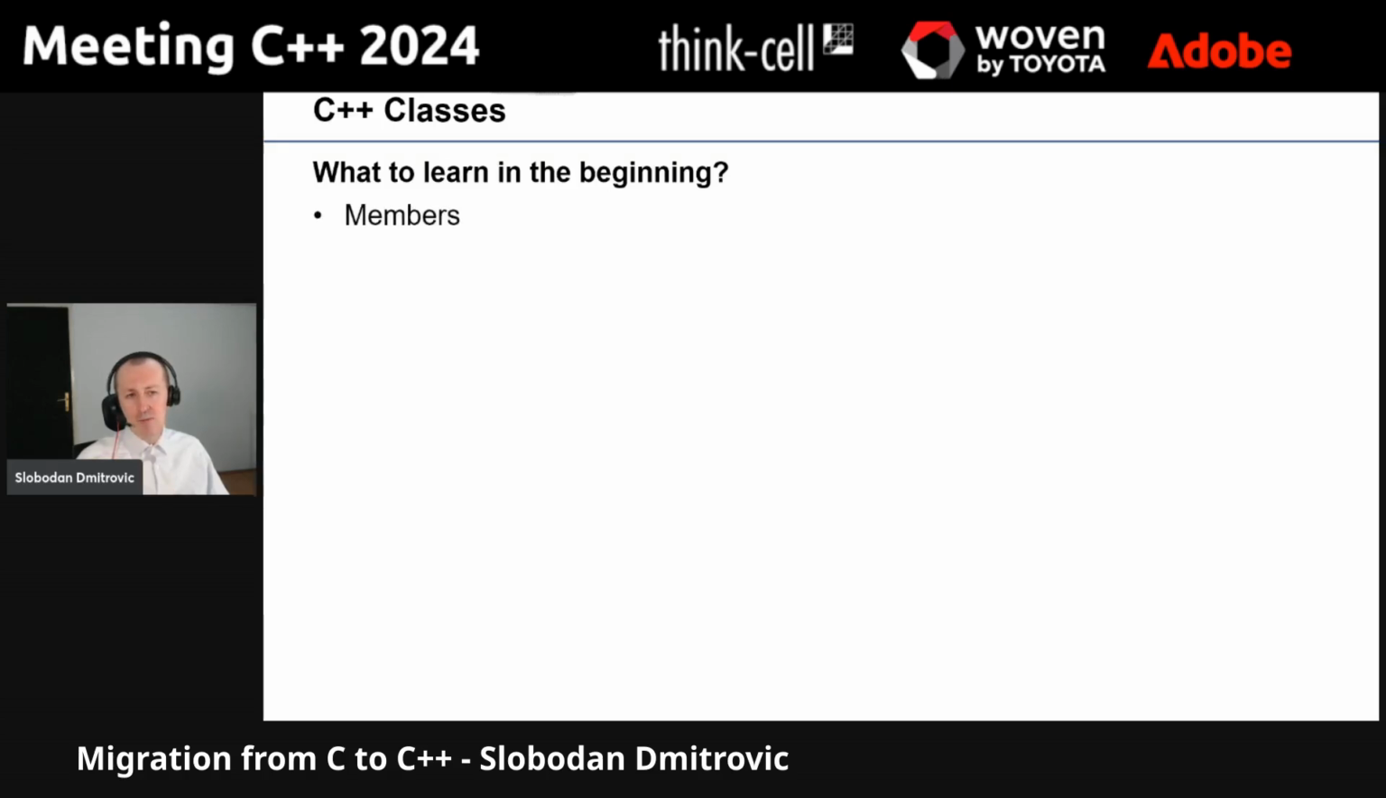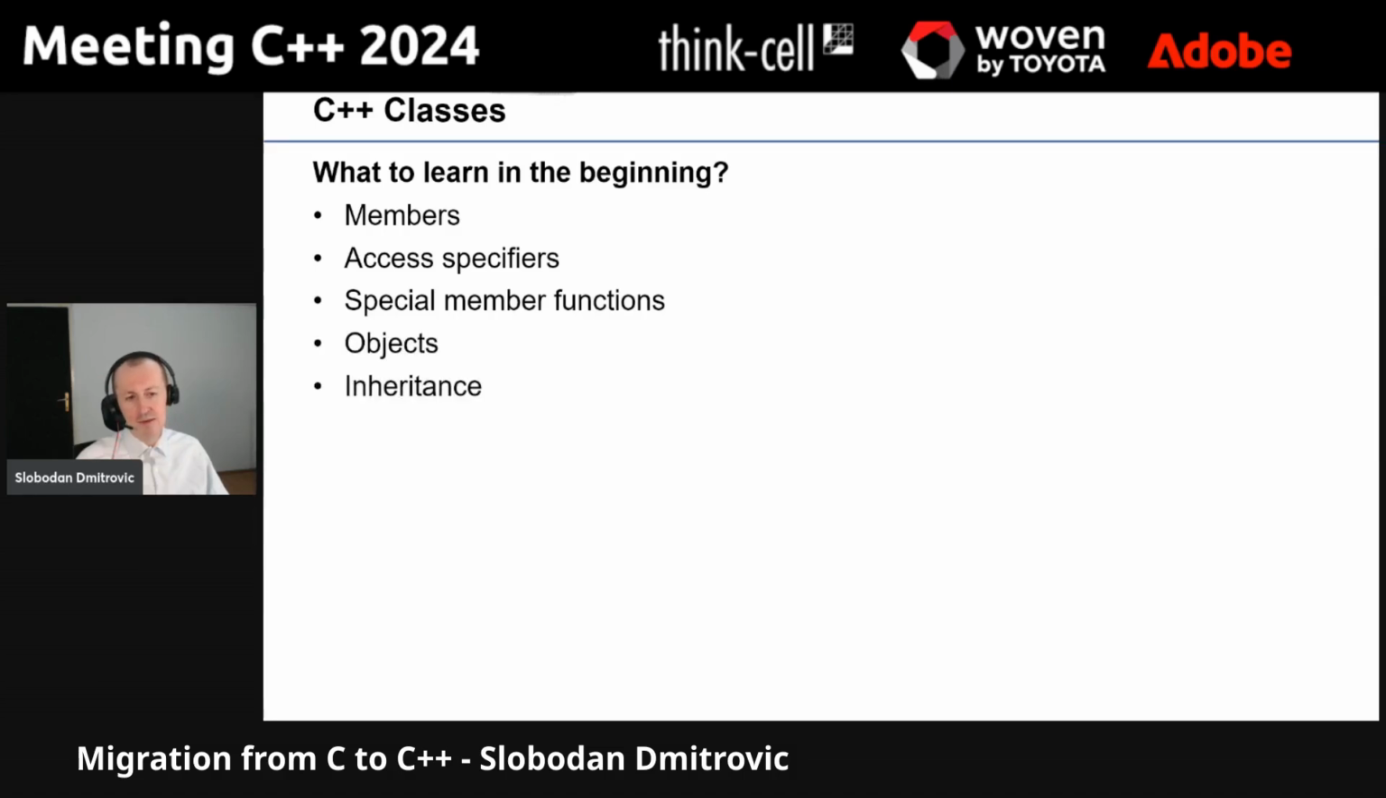We should learn about members, access specifiers, special member functions, objects of classes, and inheritance. So that should be your starting point when you are learning about C++ classes. Now, there are many, many more things we should learn about C++ classes, especially coming with a language that is procedural, that doesn't have classes. But for all practical purposes, these bullet points should be your starting point.